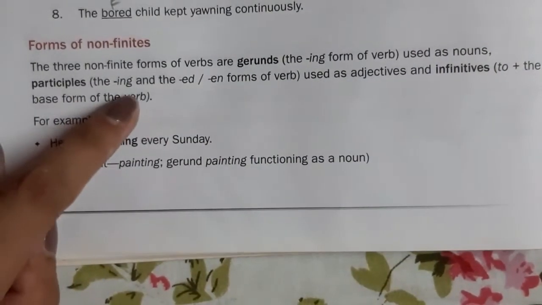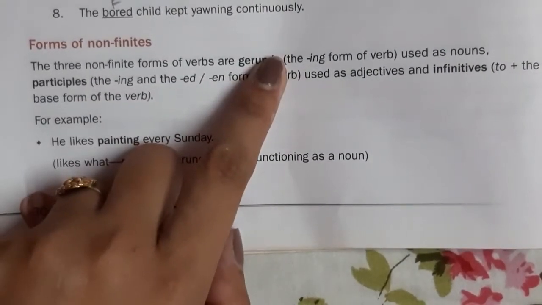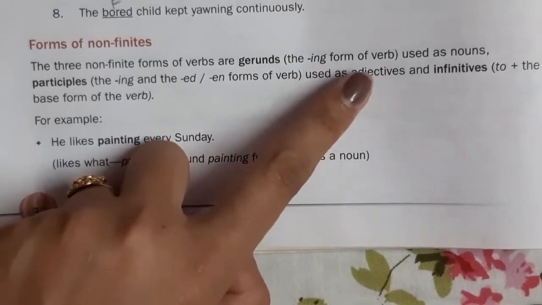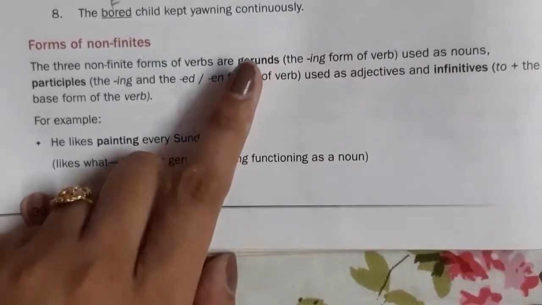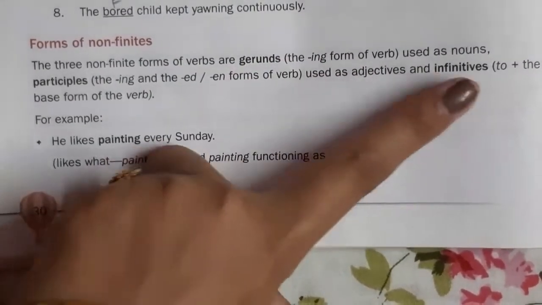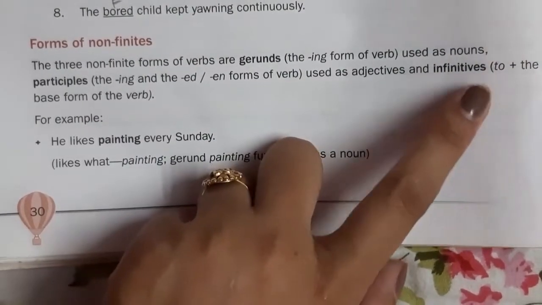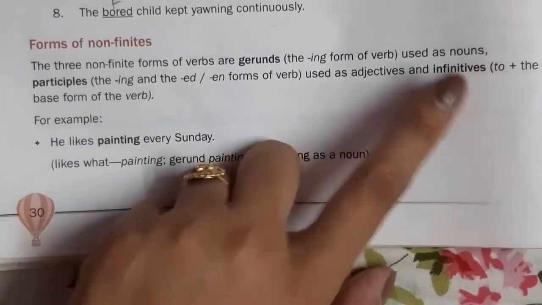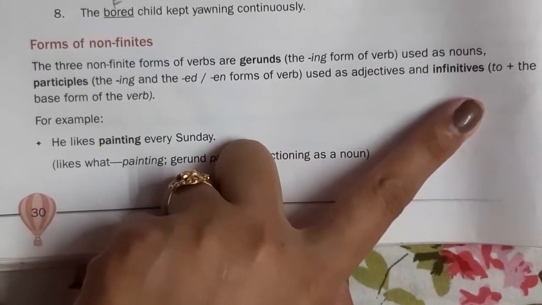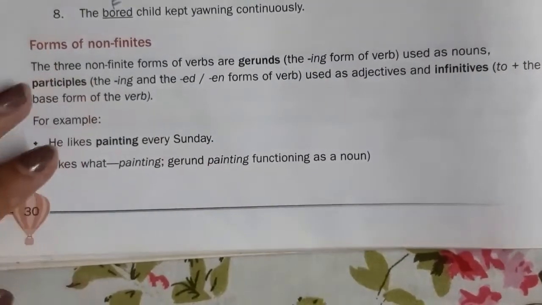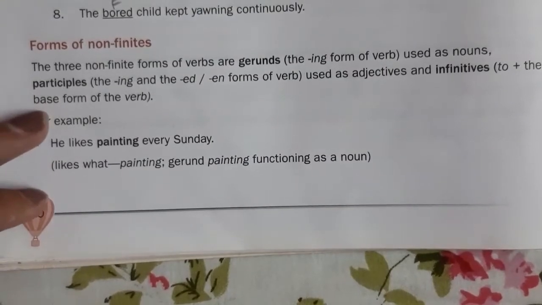So I have explained gerund and infinitive right now. The ing form of the verb which is used as a noun is called gerund. And to plus the base form of the verb is called infinitive. Just now I explained gerund and infinitive in a brief way. Here we will learn it very properly. So see here the example.